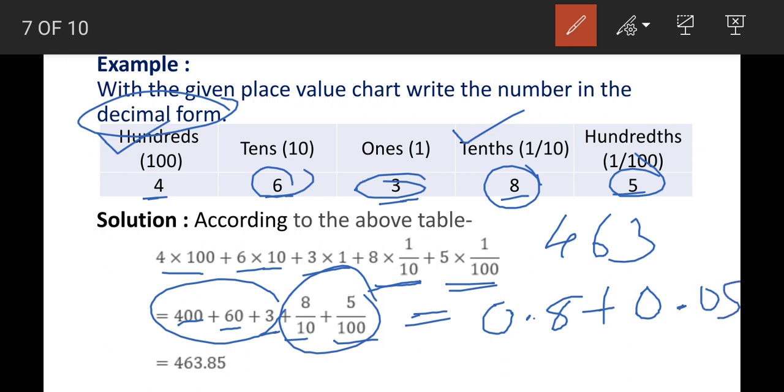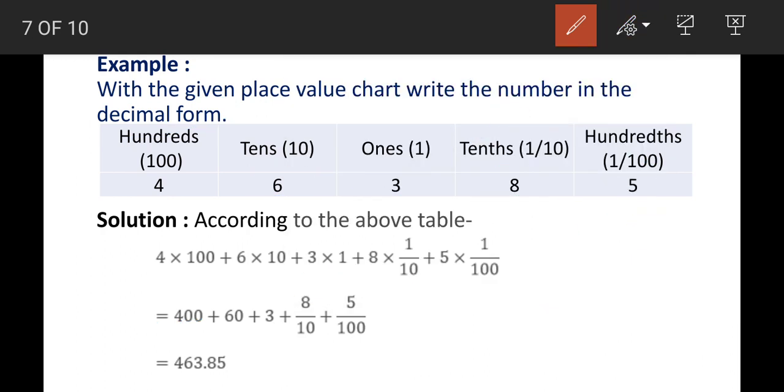Okay. Next, if we add these two, we get 0.85. Simple. There is no decimal point for this, so you have to write this one, and after that you have to put a point, and after that you have to write 85. So the decimal number for this one is 463.85.